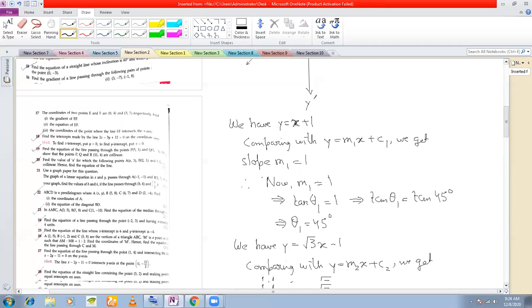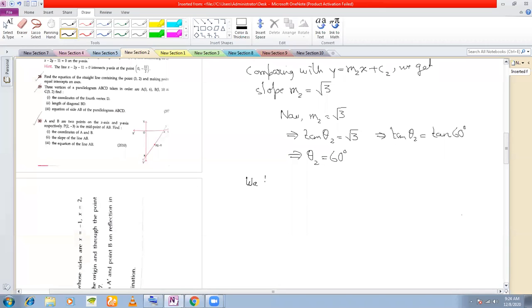Let's write. So we have theta 2 is equal to theta plus theta 1. And you will give your reason: the exterior angle of a triangle is the sum of its interior opposite angles.